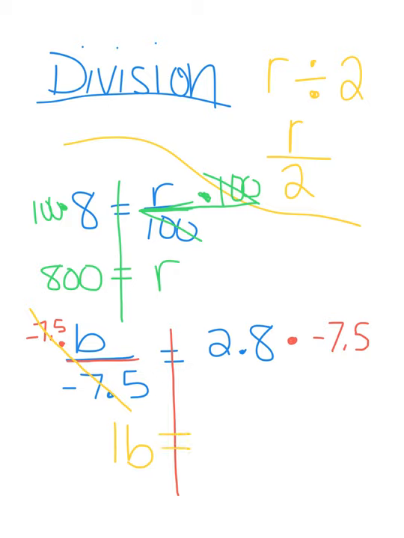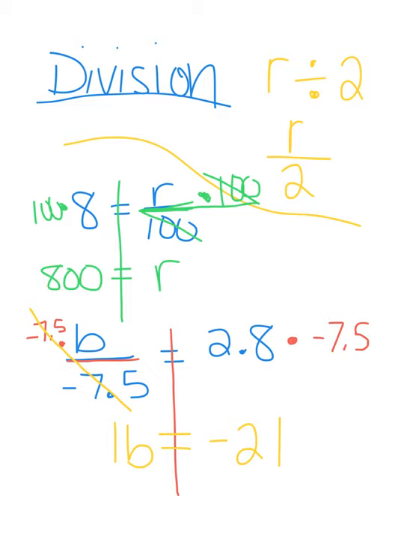So I have 1b equals, and when you take your decimals here and do 2.8 times negative 7.5, you get negative 21. Use your calculator. Please use your calculator.